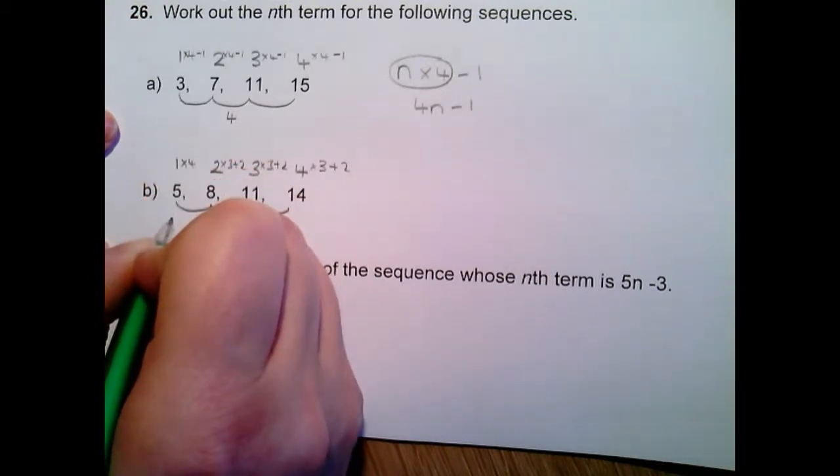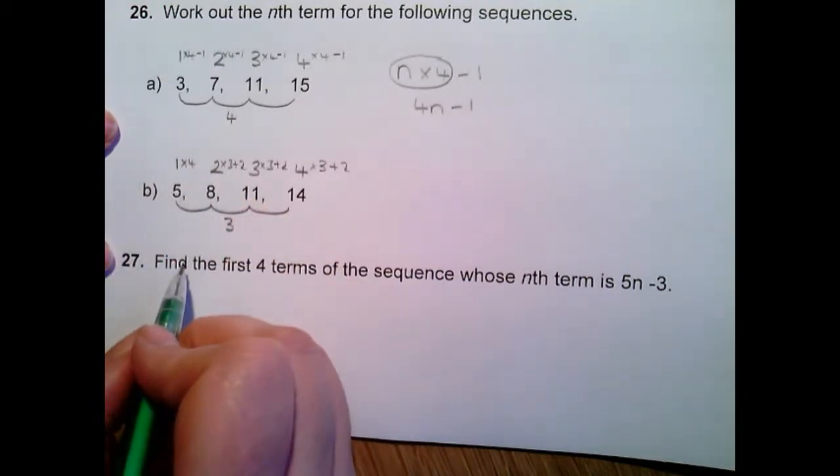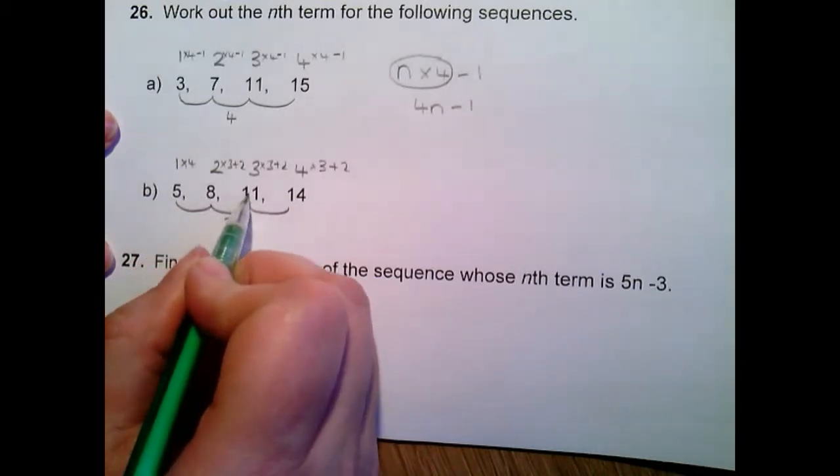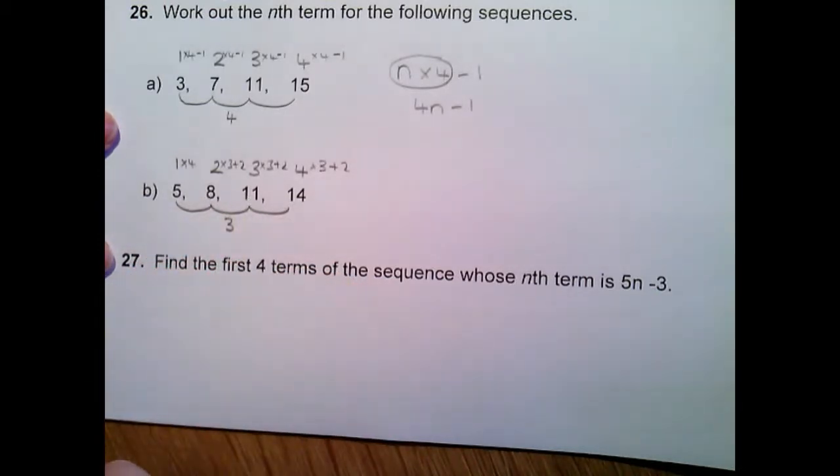1 times 3 is 3. Why is that not working? That would be plus 1. So 5, 6, 7, 8, 9, 10, 11, 12, 13, 14. Is that not working?